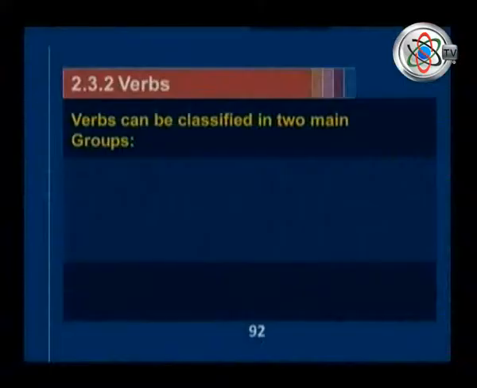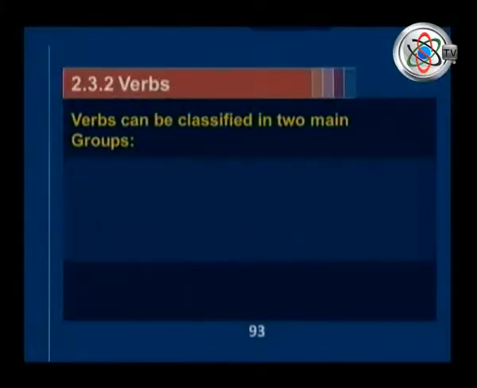And now let's have this utterance. Verbs can be classified in two main groups, and this is very important, by the way: main verbs and auxiliary verbs. What do we mean by auxiliary verbs? Auxiliary verbs are helping verbs.